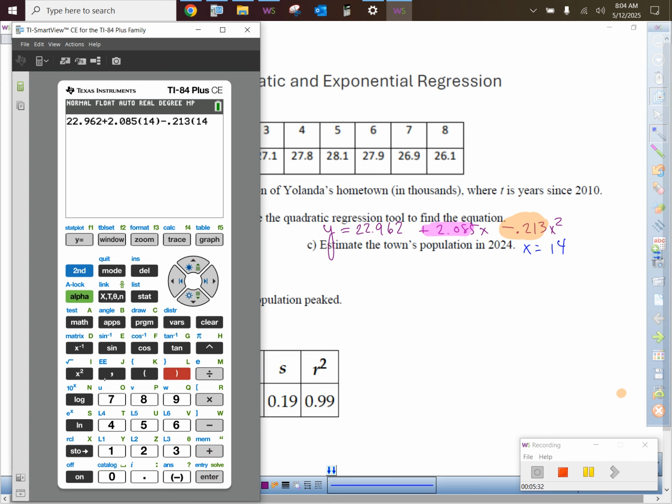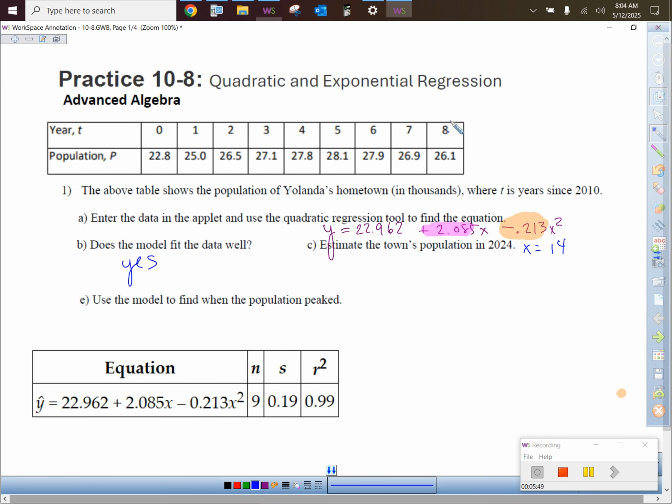Hey, before I even do all this, here's my question. Is 2024 very far off? Is it an extrapolation of this data? This 8 would be what year right here? What year is this? 2018. So is 2024 super far off? I don't think it's that. It's kind of far off, but it's not super far off, right?